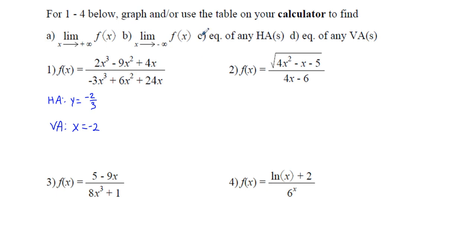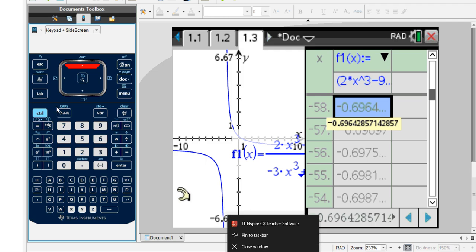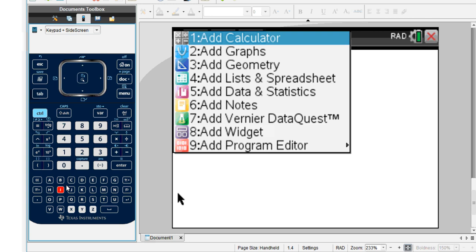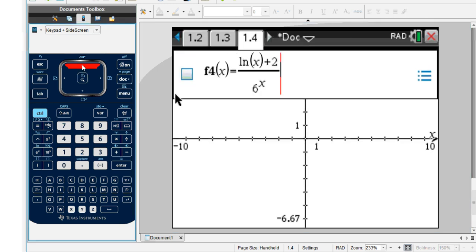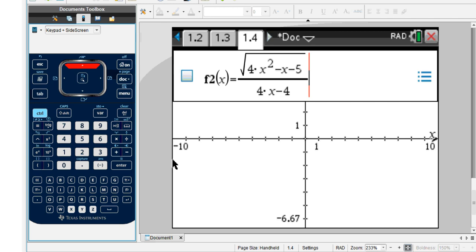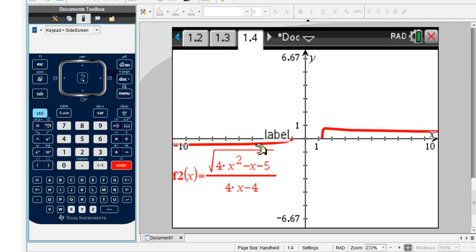Next, we're going to look at problem 2. And as I did with problem 1, I previously entered this function, and I press enter here, and this is what we look like. I don't see a vertical asymptote at all, because I don't see anything approaching negative infinity or positive infinity, and so I don't see in any way the definition of a vertical asymptote in this graph. Let's go ahead and look at the table view.